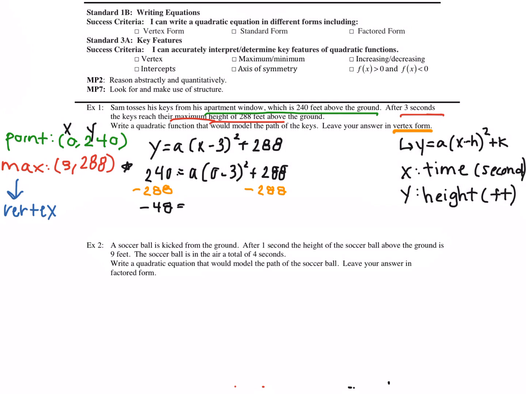equals a, 0 minus 3 squared. Well, what's 0 minus 3? Negative 3. And what is negative 3 squared? 9a.